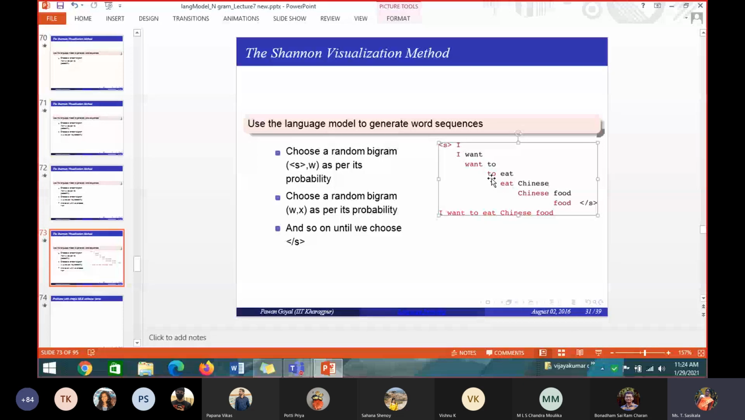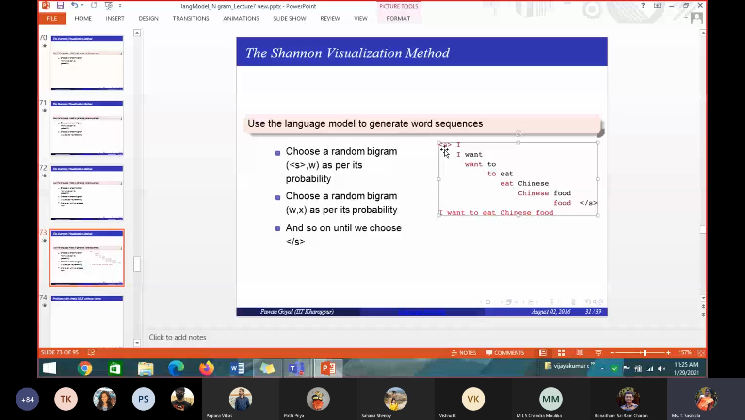Finally, where do I have to stop? Until we find slash S. Slash S is the end of the sentence. Where do I have to start? Initially, I cannot start with any of these, I don't know whether want can be a first word or eat can be a first word. So which one am I assuming as the first word in my sentence?